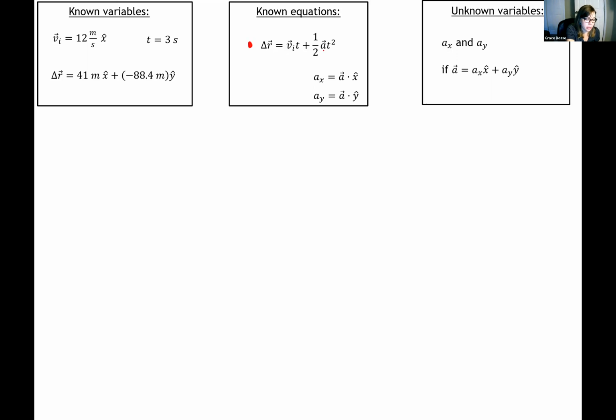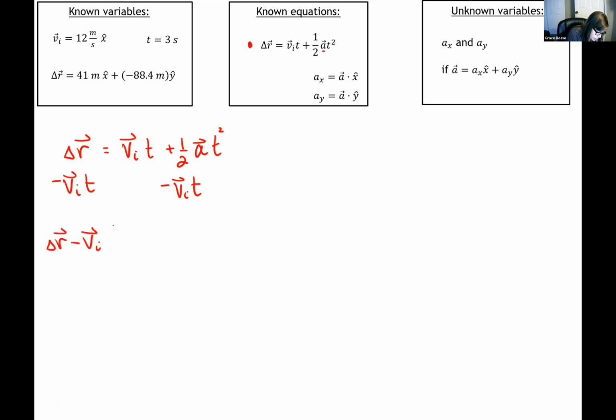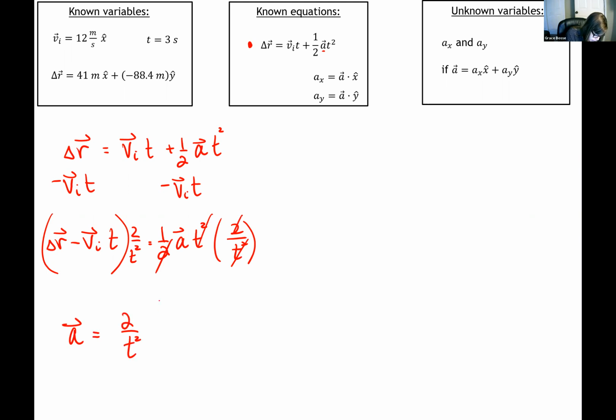So I'm going to take this known equation and solve it for a. I'm going to use just basic algebra. The first thing I'm going to do is subtract the vi times time from both sides. Okay, so I'm still trying to get a all by itself. Now I am going to multiply both sides by 2 divided by t squared. All right, and that's going to get rid of my 1/2 and my t squared, and now I'll finally have a all by itself. So I'm going to write down a is equal to 2 over t squared times delta r vector minus vi vector times time. All right, so this is my mathematical representation of what the a vector is.